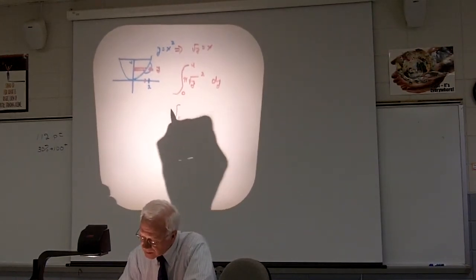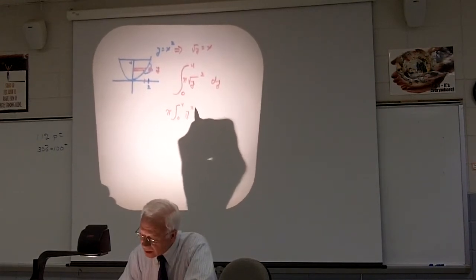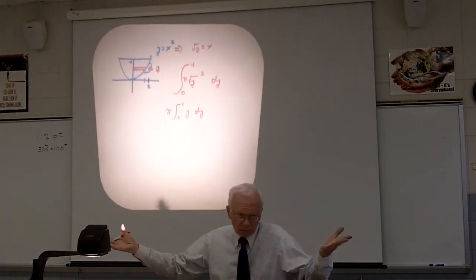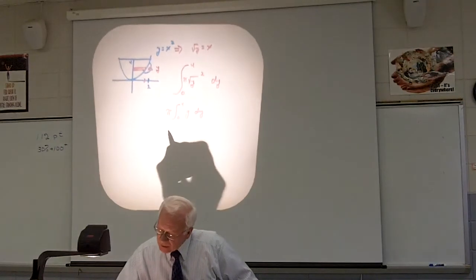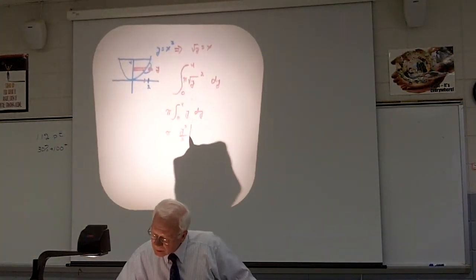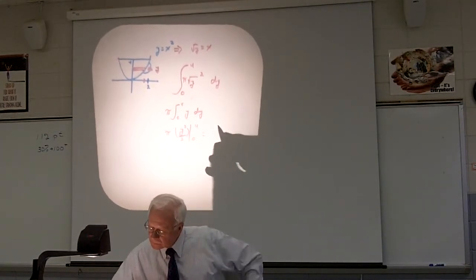I'll just simplify it a minute like this. I'll put the pi out here. You know we do that. And this is y squared. Oh no, excuse me, just plain y. That's it. Okay. And so what's the antiderivative of that? Y squared over 2. And I'm going to evaluate that from 0 to 4. That's 8 pi.